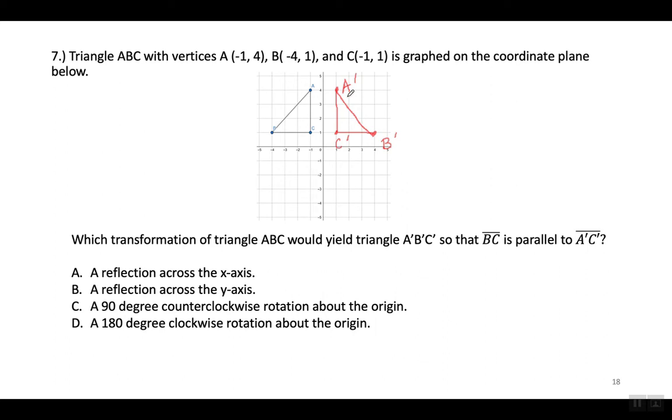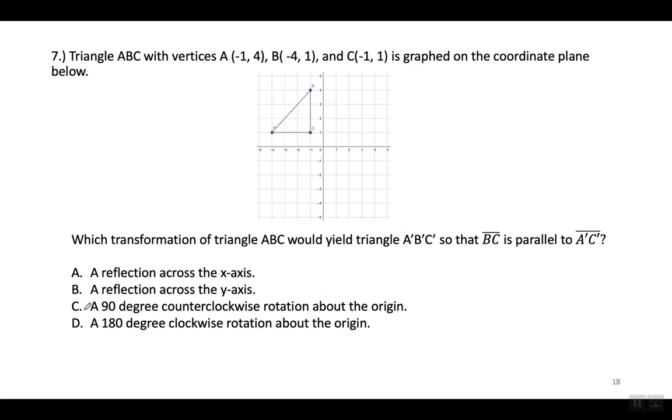So when I do a reflection across the y-axis, is segment BC, which is this one right here, parallel to segment A prime, C prime? No, it is not. They are not parallel. And by the way, you should be able to picture all of this mentally. I'm just drawing it to help me explain it to you, but you should be able to do this in your mind. Okay, so B is wrong as well.